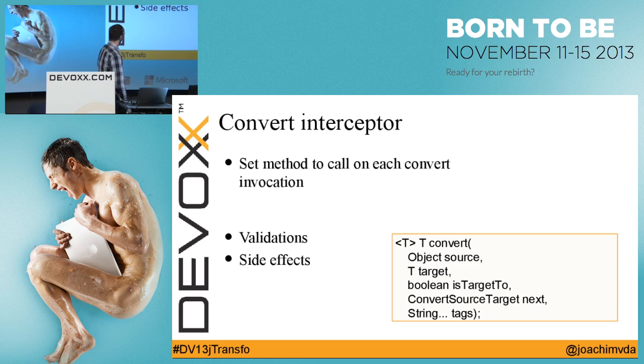Right. And then there's an extra feature. This is actually quite recent within the framework, which is a convert interceptor. Each time that JTransfo does a conversion from transfer to domain object or vice versa, the convert interceptor has a chance to make some changes before and after, very much in AOP style. This can typically be used for validations or for side effects, for example, to automatically update the last updated field, or to do, as I said, complex validations.